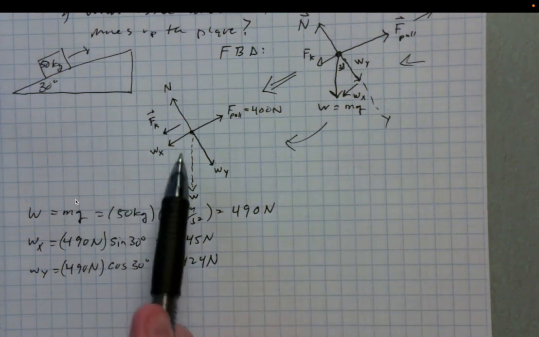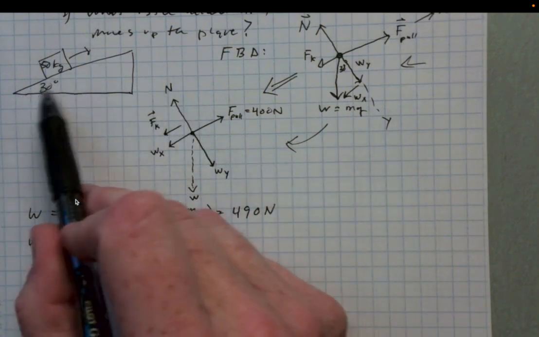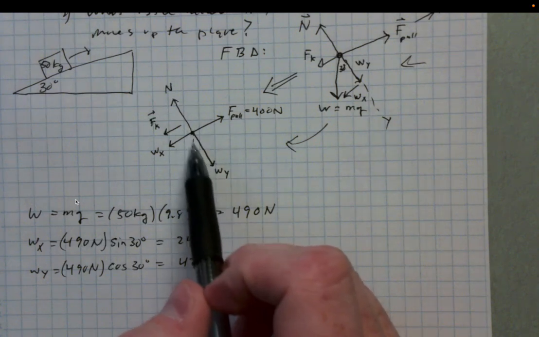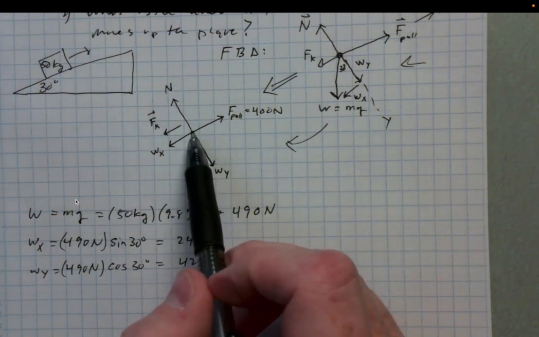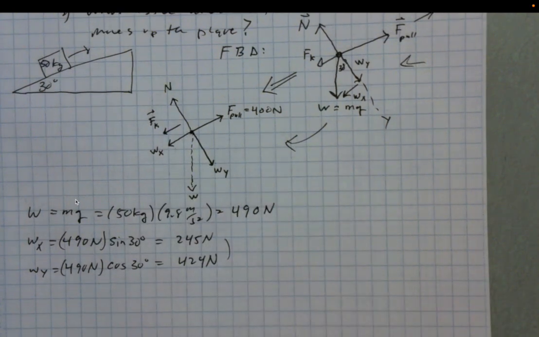Okay, and that should align with your expectations. I mean, this isn't a super steep incline, right? The majority of the weight is still pulling it down into the surface. Only a fraction of it is actually pulling it down the surface, right? So you can see that difference here between these two values.